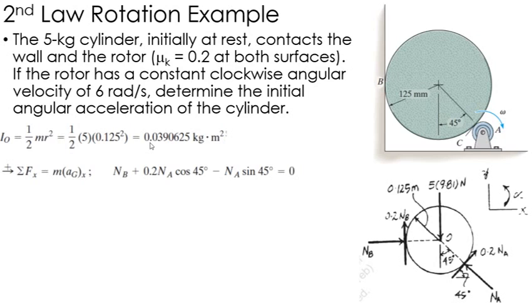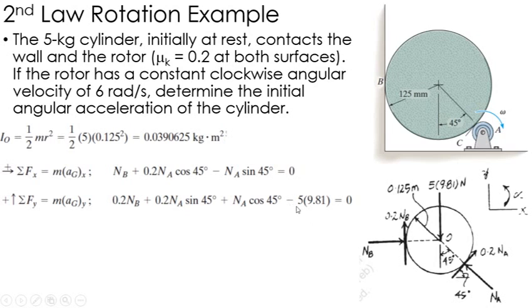So now I'll sum my forces in the x direction. I've got NB, negative NA sine 45, and positive 0.2 NA sine 45. Sum my forces in the y direction. I've got 0.2 NB up, 0.2 NA sine 45 up, and then just NA cosine 45 up, and then the weight acting down, which is 5 times 9.8. So those are the sums of the forces in the x and the y.